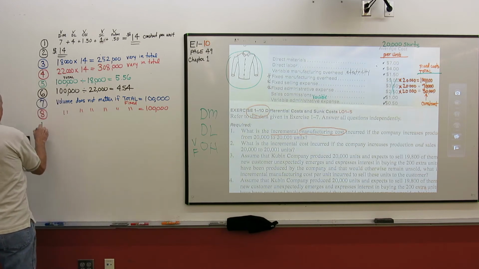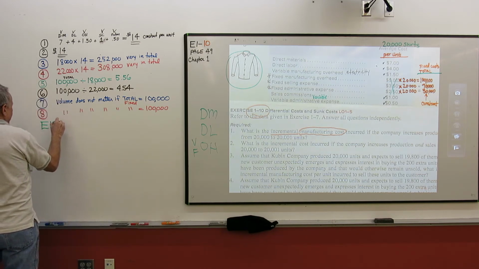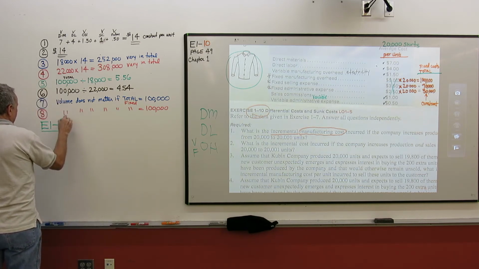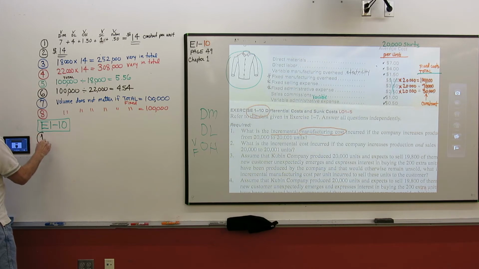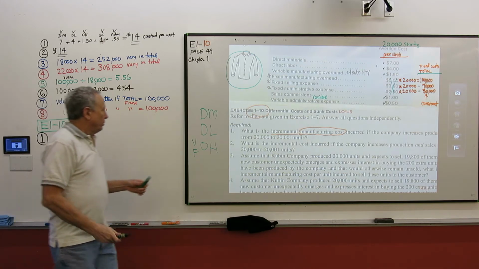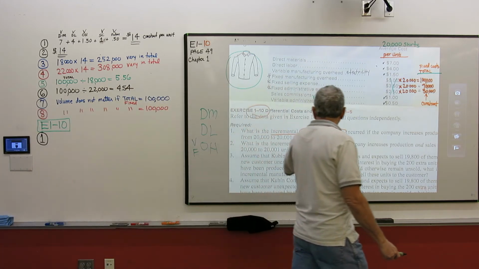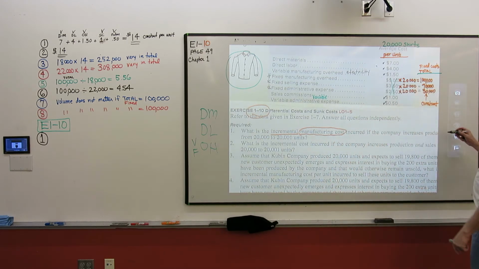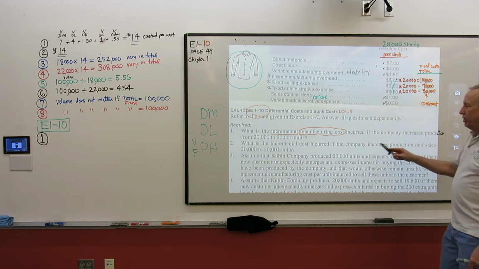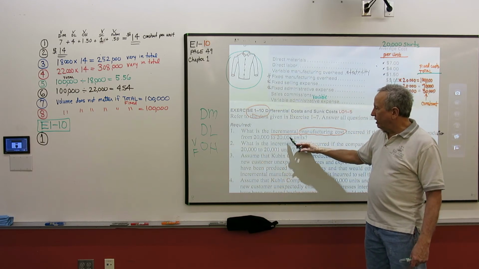In this question 1, by the way, let's go ahead and label this. We'll say this is the start of exercise 1-10, and again, this will be part 1, question 1. What is the incremental manufacturing cost incurred if the company increases production from 20,000 to 20,001 units.